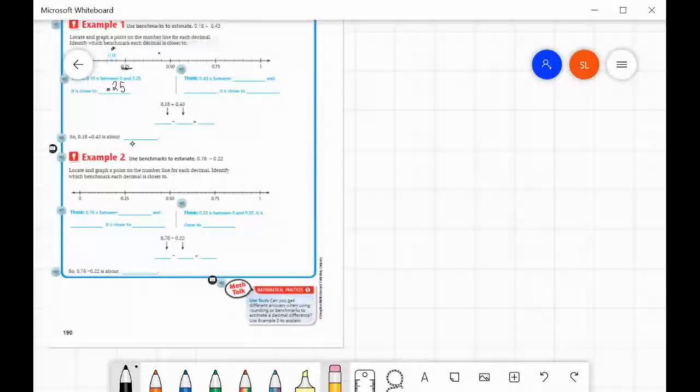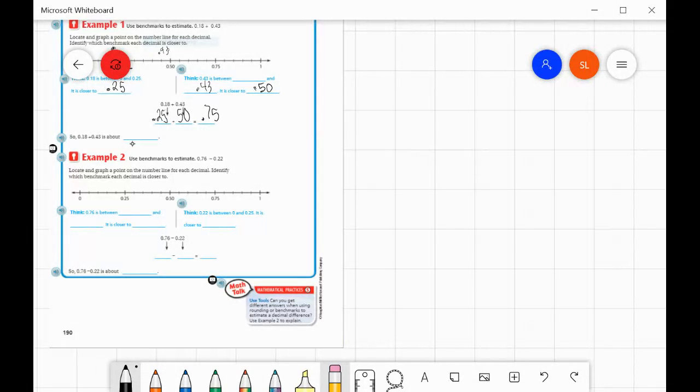And then the 0.43, when we place that on the number line, would be somewhere over here, right? That's closer to 0.50. So 0.43 is closer to 0.50, and we're going to use that as our benchmark. So our numbers are 25 hundredths plus 50 hundredths, or half. So 1/4 plus 1/2. When we add these two numbers together, we get 0.75.